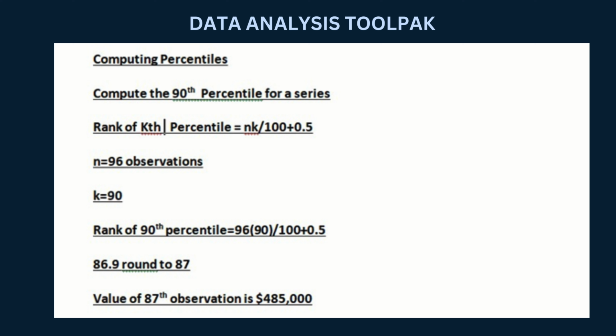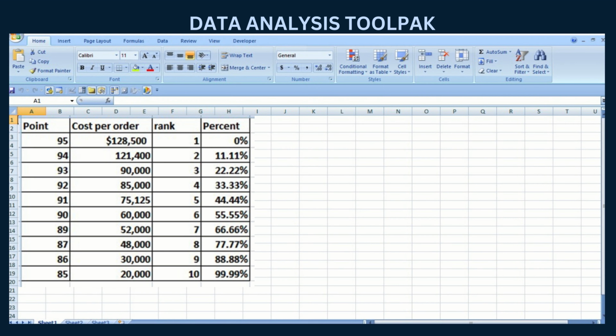Here we are calculating the 90th percentile for a series. N equals 96 observations. K equals 90. The formula is Nk divided by 100 plus 0.5. The rank of the 90th percentile will be 86.9, which is rounded to 87. Then we have to check the value of the 87th observation in the dataset. Let's take some more examples.